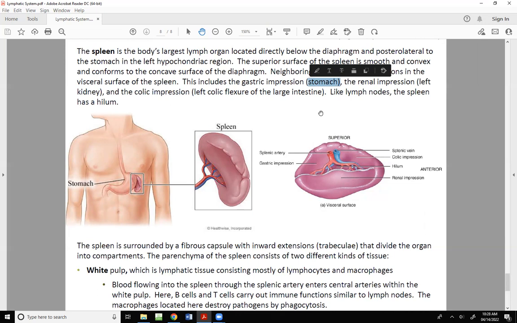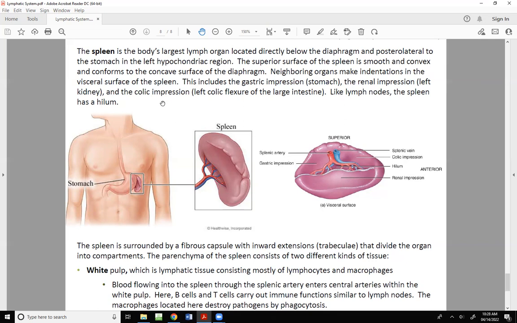You can see this is a visceral surface. If you were drawing an arrow, it'd be in this direction. And here are those blood vessels shown right there. The gastric impression is shown right there. Anytime you see the word gastric, it means stomach. Anytime you see the word renal, that refers to kidneys. In this case, the renal impression is due to the left kidney, and that would be right here.